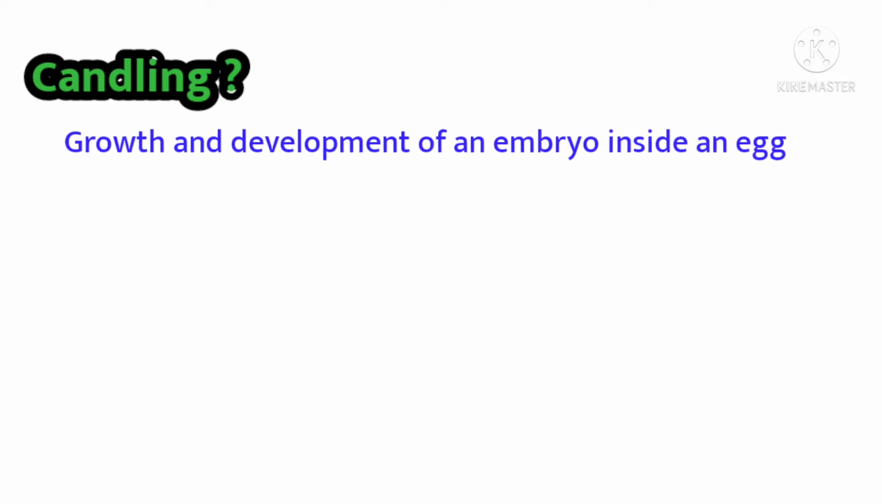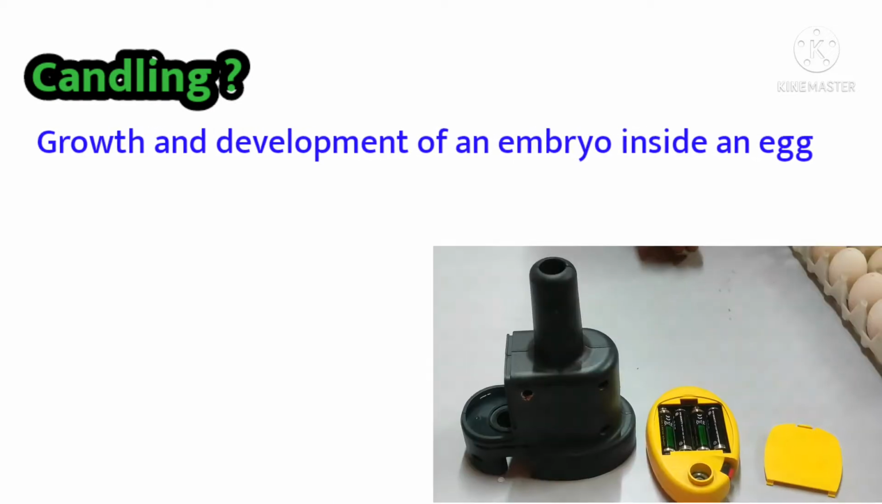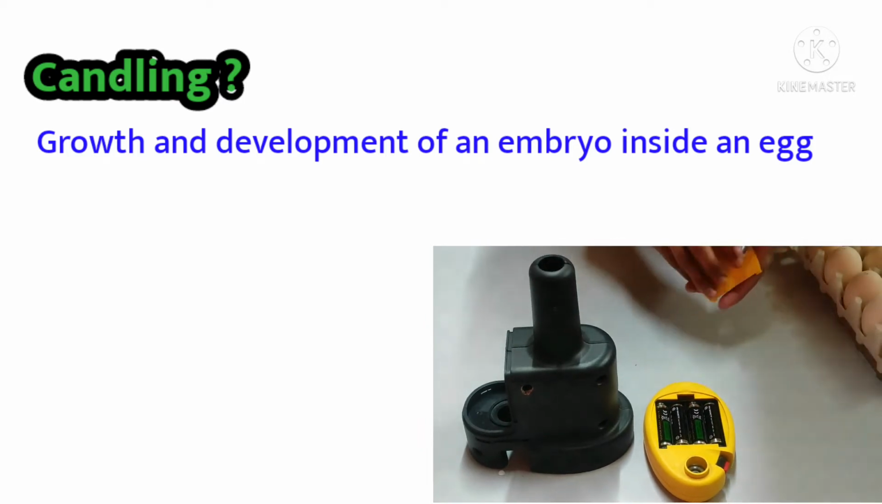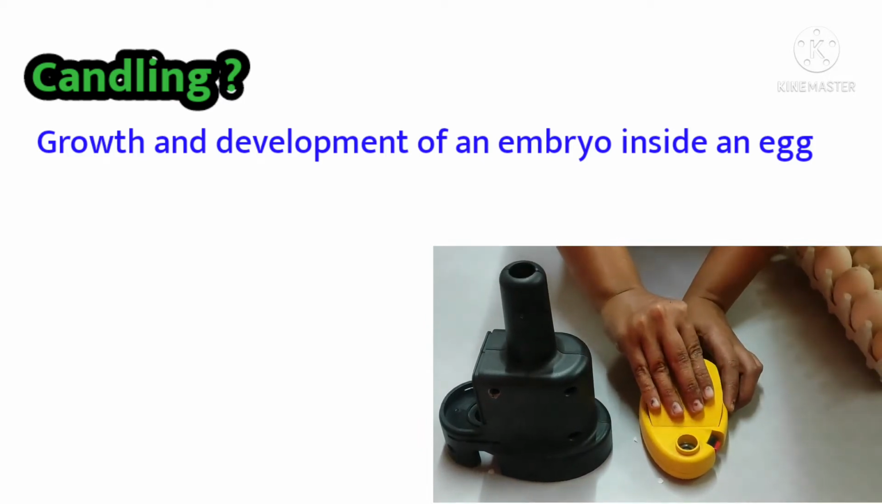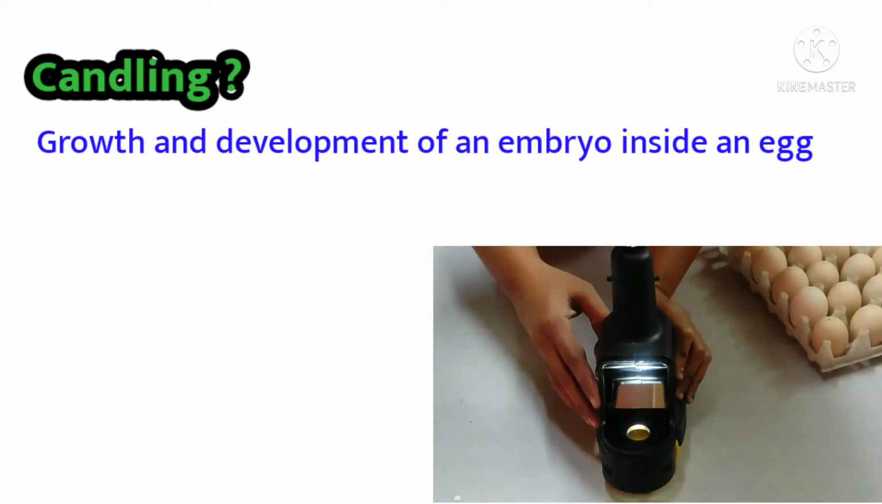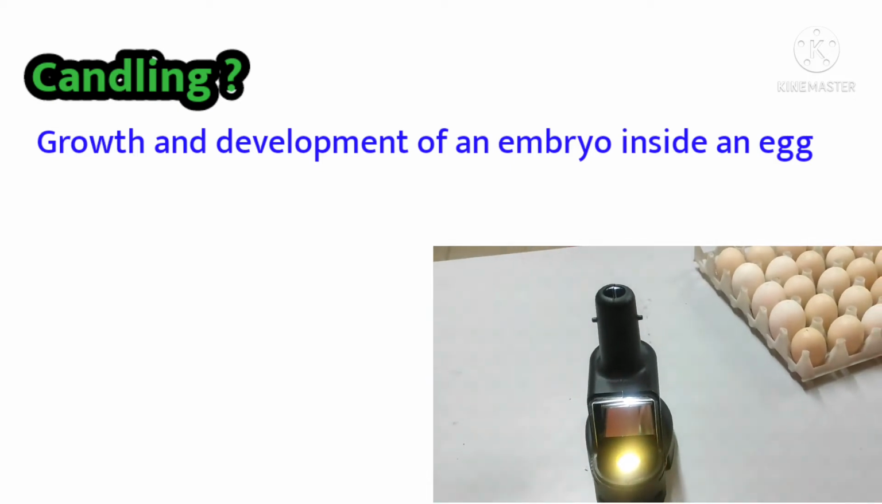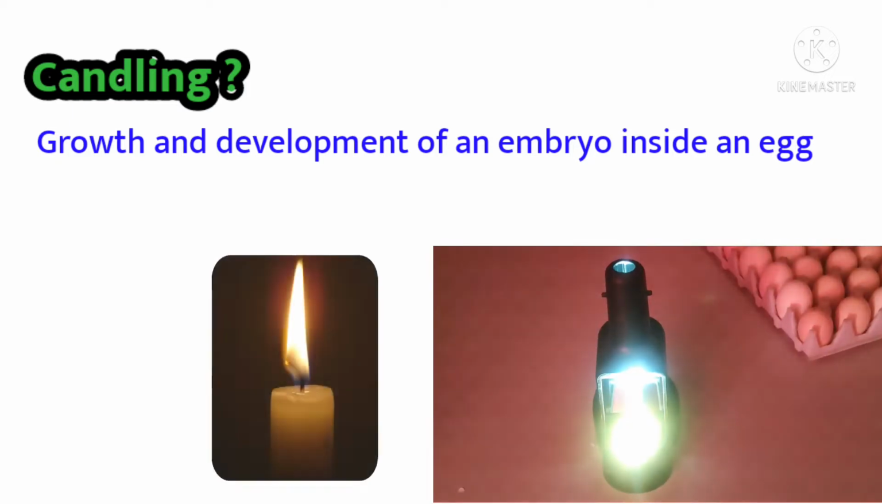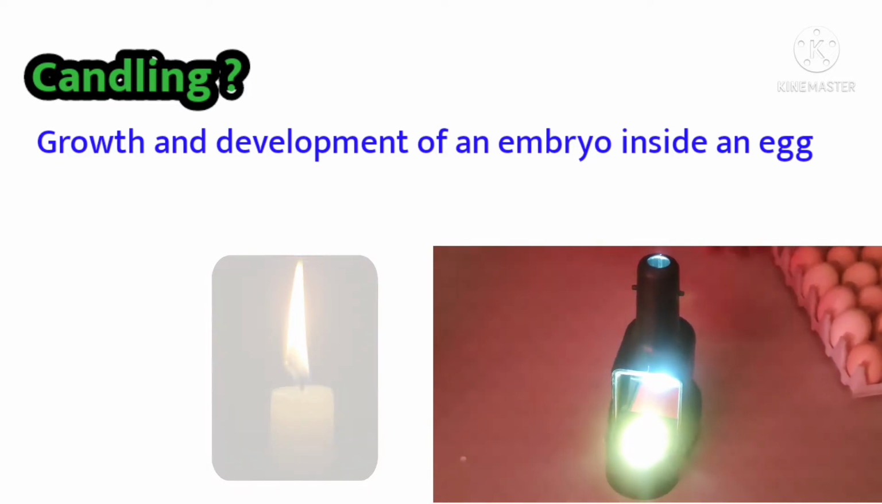Candling is a method used to observe the growth and development of an embryo inside an egg, where we can use a bright light source behind the egg to show details through the shell. That is called candling. Why is it called candling? Because the original source of light used were candles. That's why it is called candling.